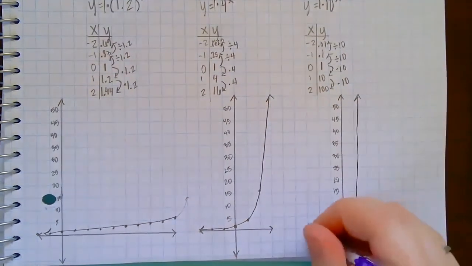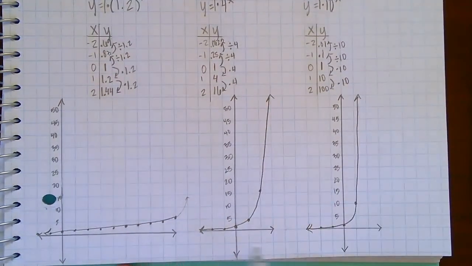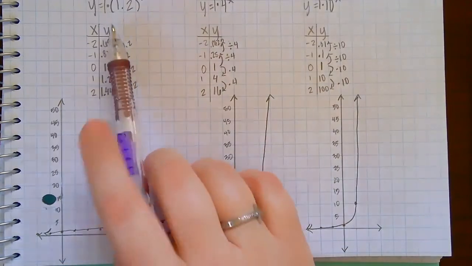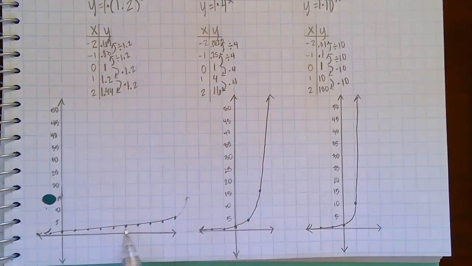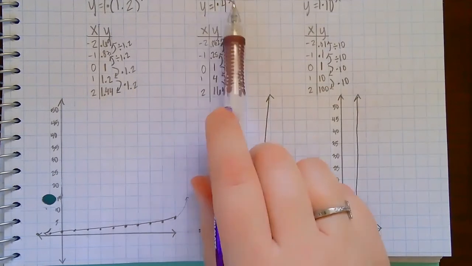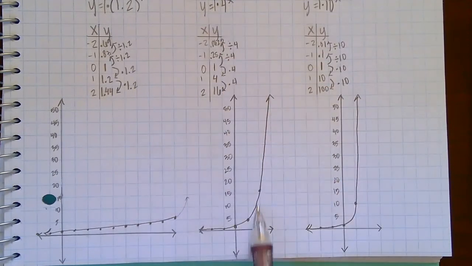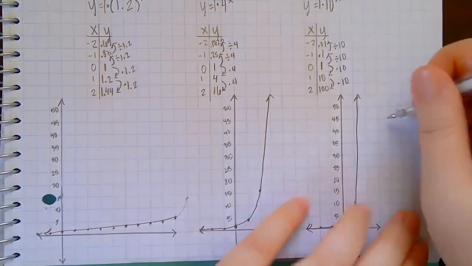So I want you to look at these 3 graphs. Look at what happens. This one turns already way sooner than this one does. So changing from 1.2 takes forever to go up. Then changing to 4, my multiplier, it goes up faster. Then changing to 10, it goes up even faster. So the bigger my B value is, the faster it increases. Okay, let's write that down.